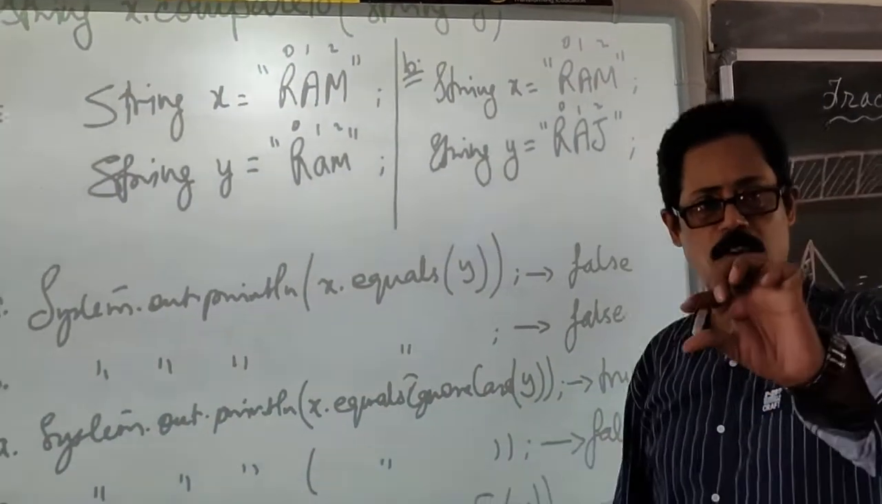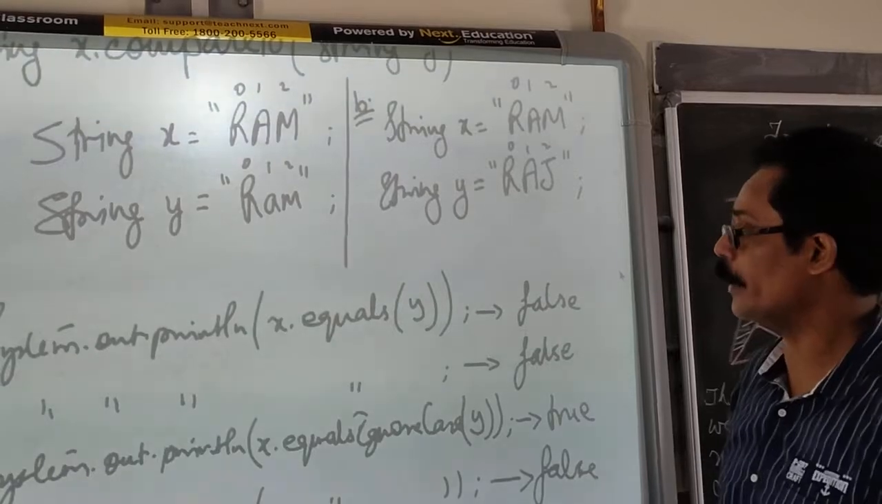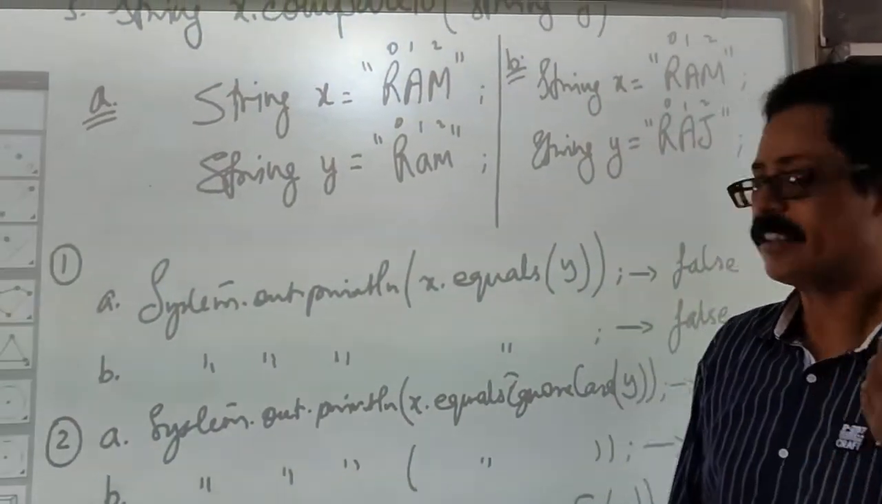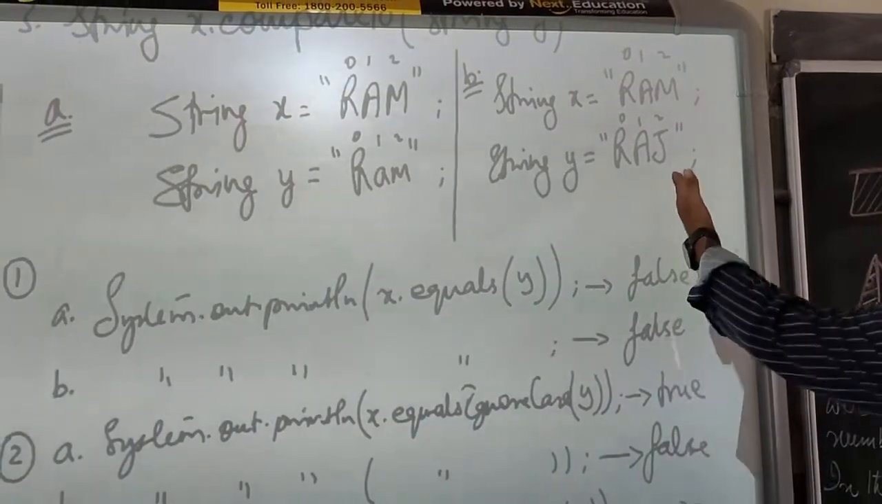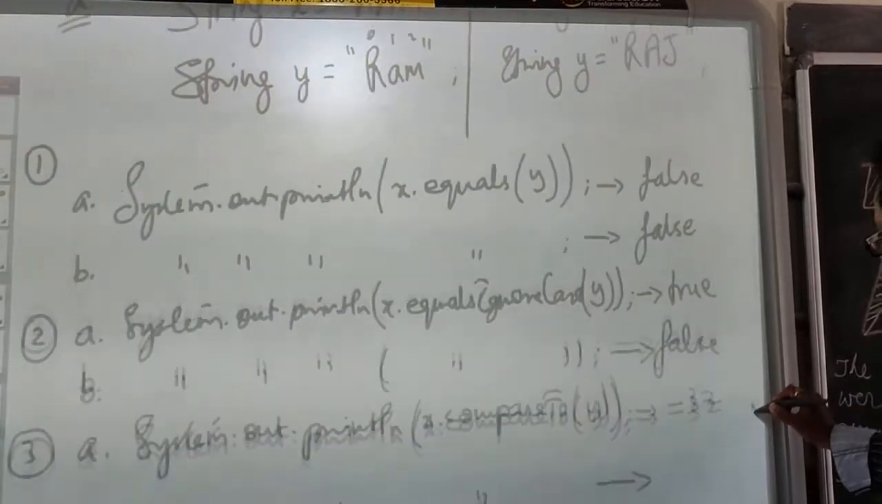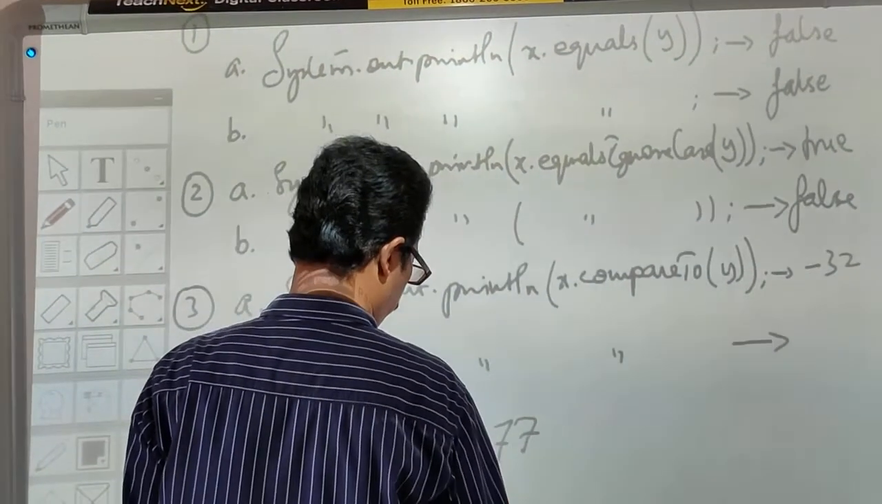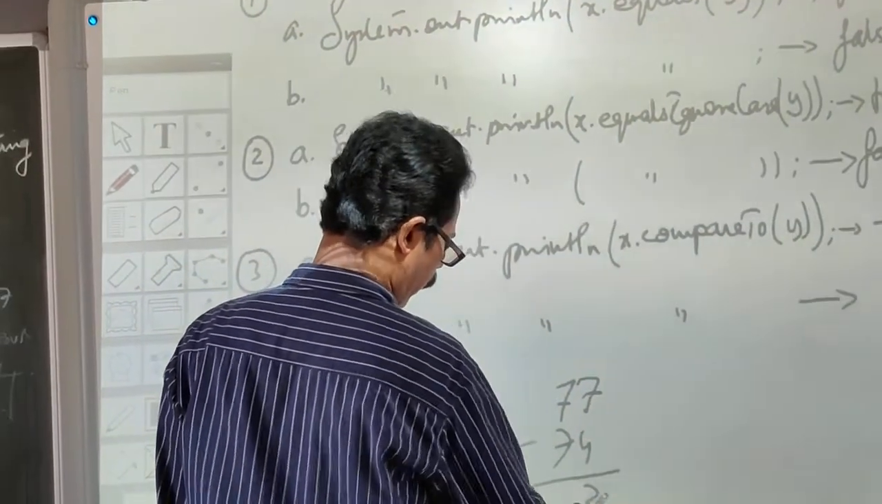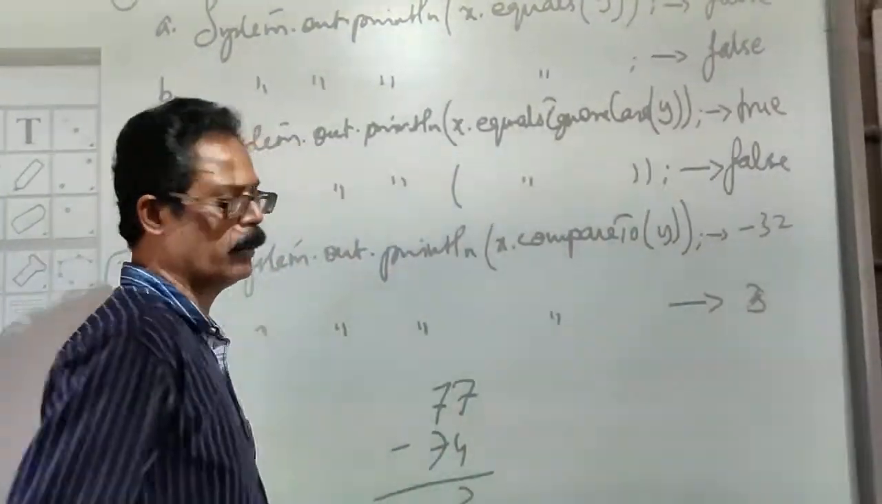Always remember, first string minus second string. So first string character minus second string character: M is equal to 77 and the ASCII value of J is equal to 74. So 77 minus 74, you get the answer as 3. That means you get a positive answer, that is 3.